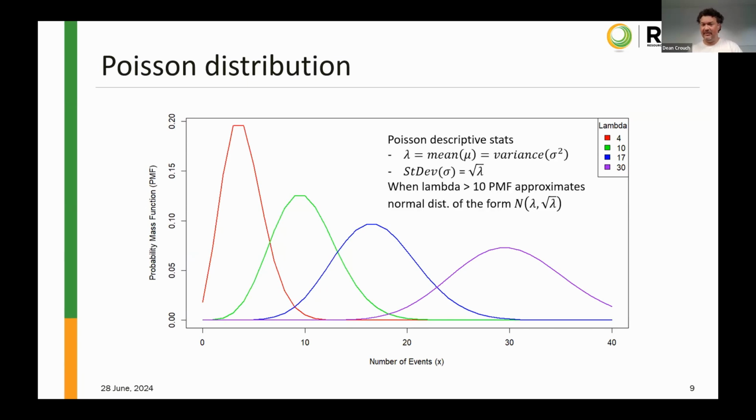So the descriptive statistics for this: your lambda value, your expected value, is the same as the mean, which is the same as the variance, and the variance is the sigma squared. The sigma, which is the standard deviation, is the square root of the lambda. And as I said, as your lambda gets bigger, your probability mass function starts to look like that normal distribution of the form lambda, square root of lambda. This isn't particularly helpful in the field, but it does help you write procedures, particularly if you're doing things like the alpha counting that we mentioned before, with one count every 1,000 seconds.